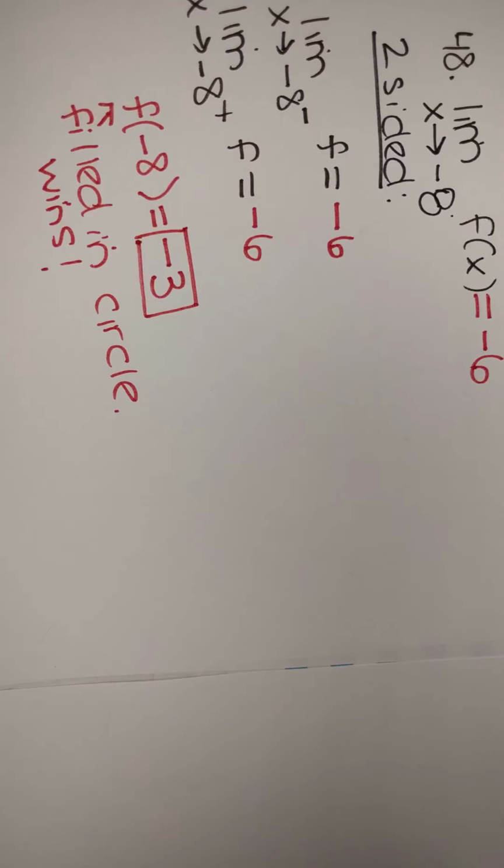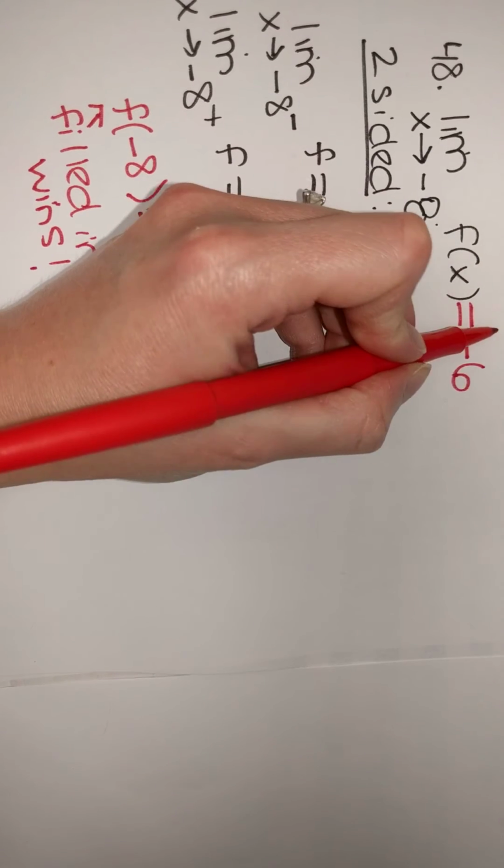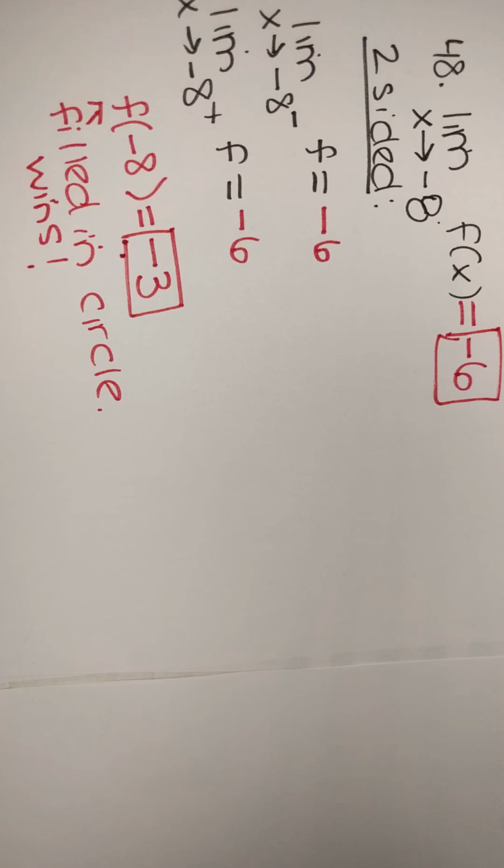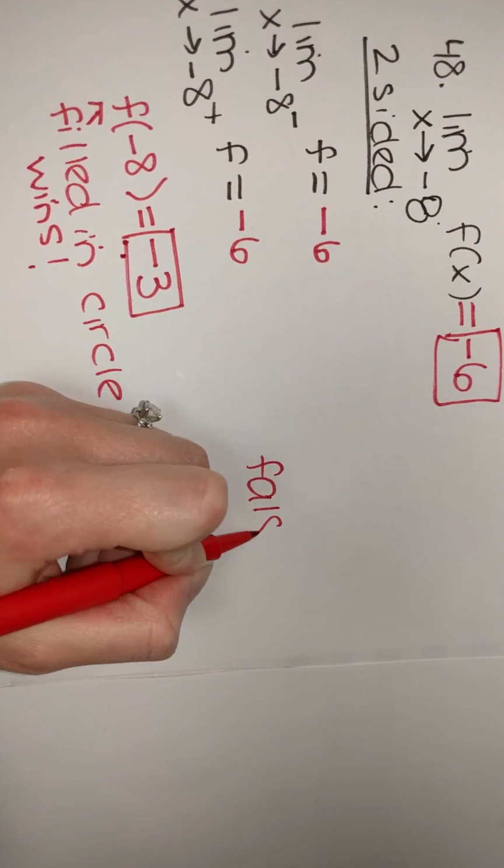So what we're seeing here is that our limit was -6, our function value was -3, and so they are definitely not equal. So this would be a false statement.